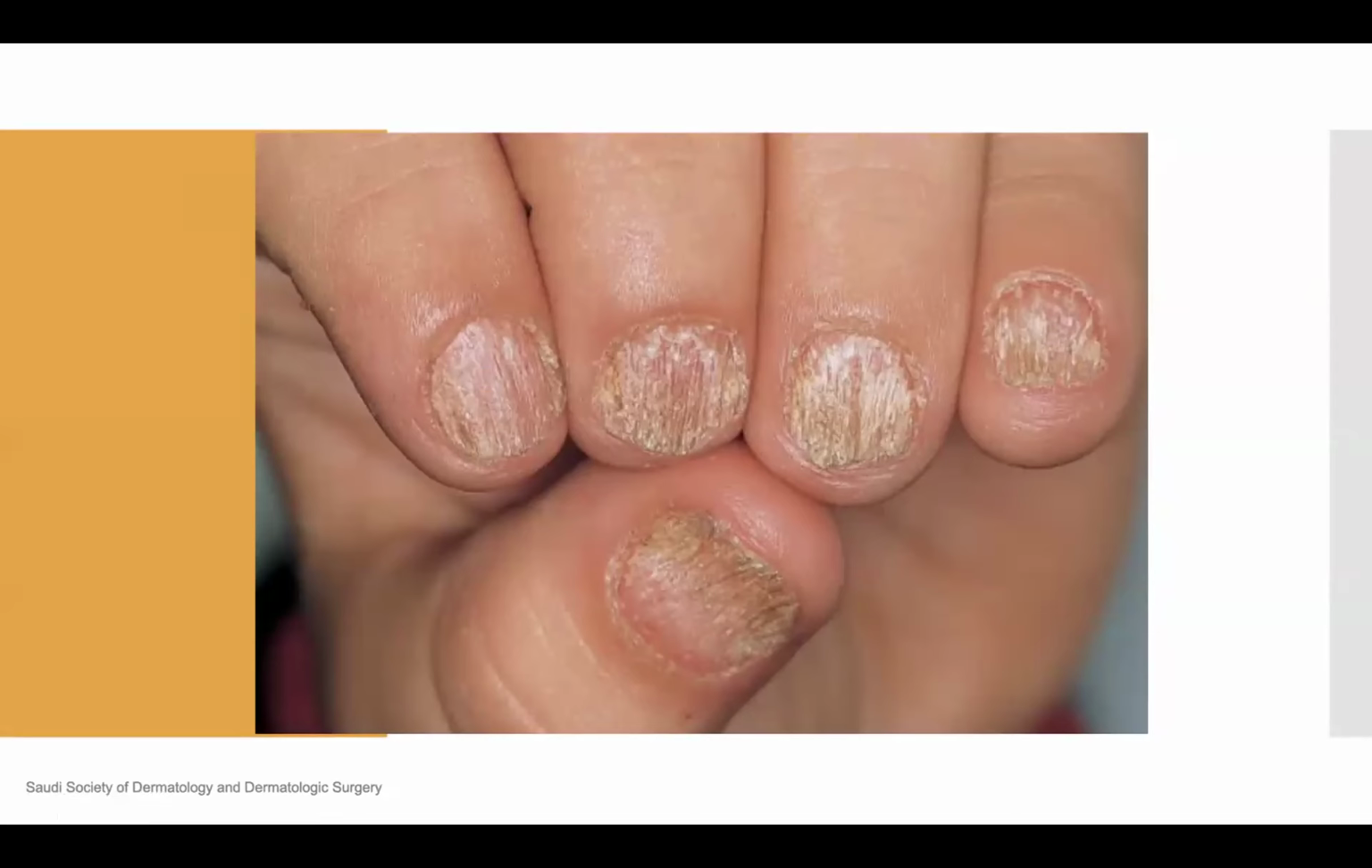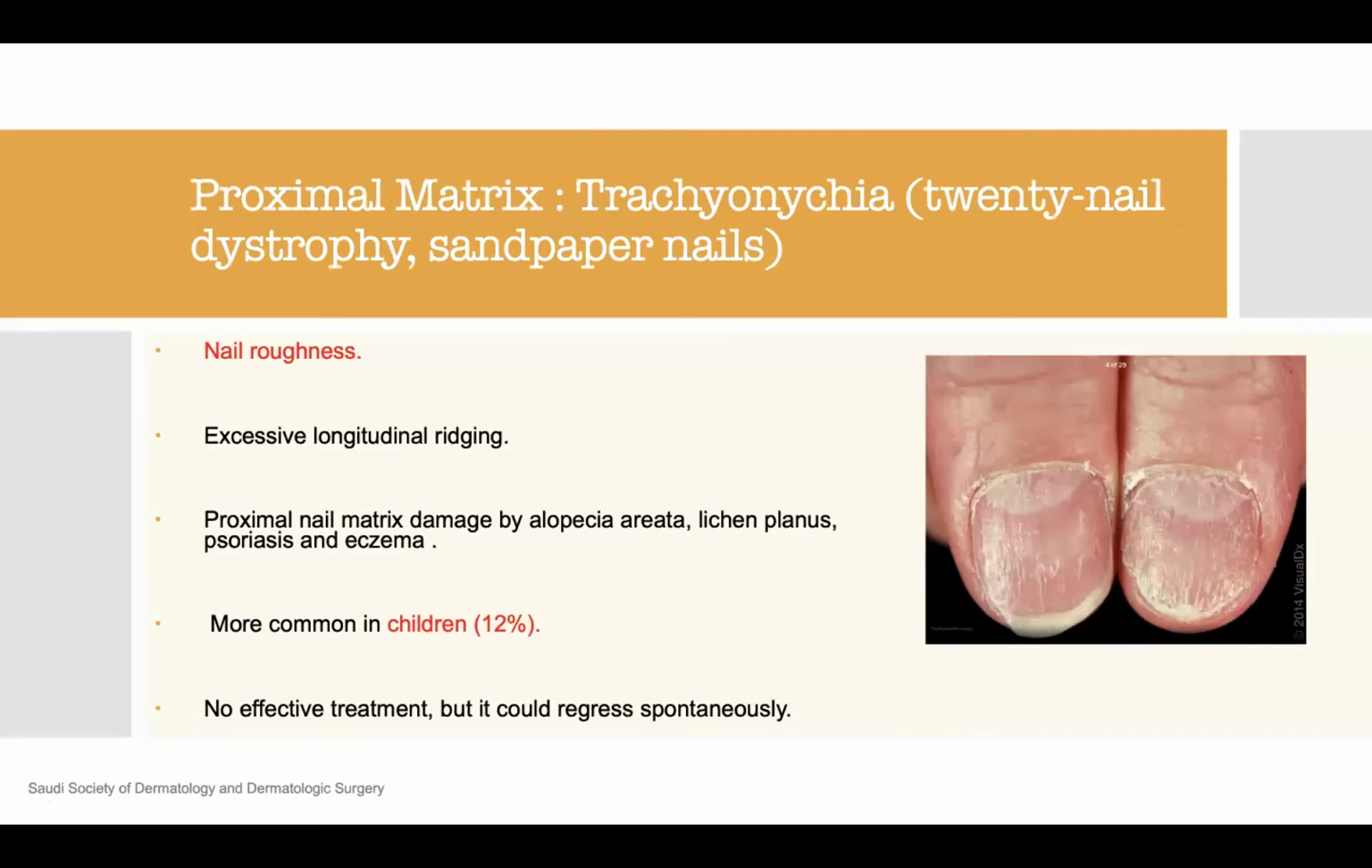As you can also see here, this is known as trachyonychia, or 20-nail dystrophy, or sandpaper nail, all of them are synonyms. It is also known as nail roughness, related to proximal matrix disorder, common in children. It can be associated with other diseases such as alopecia areata, lichen planus, and eczema, but it's also not specific. There is no exact or effective treatment, as it can regress spontaneously.